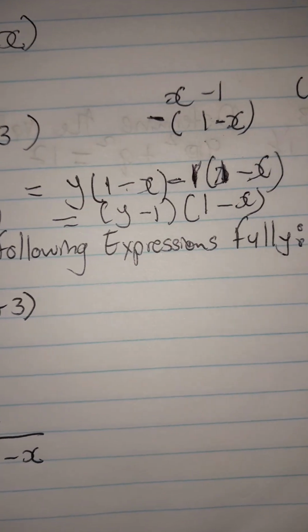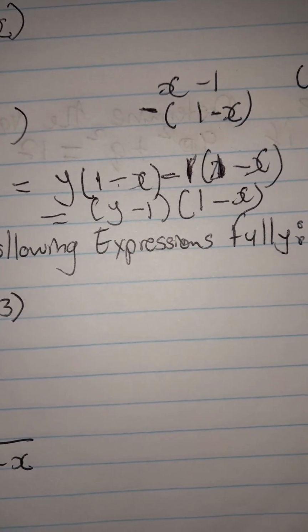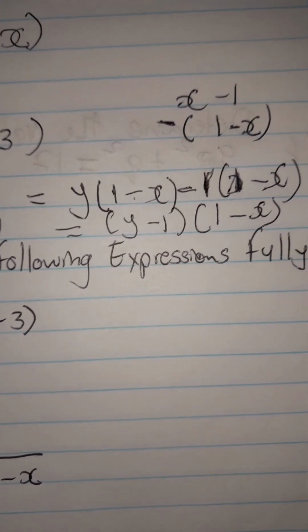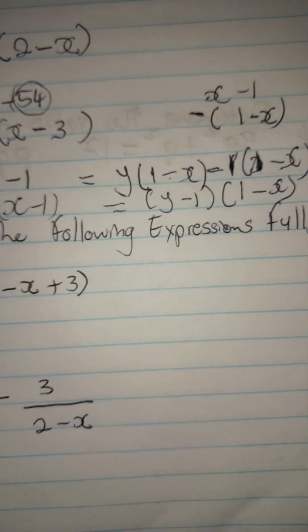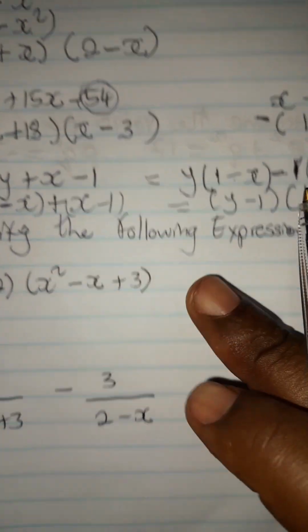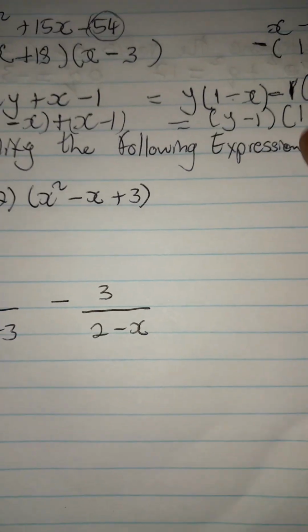So okay, from here you are done. Maybe 1 mark will be for taking out the highest common factor, maybe 2 marks for this, right? That's why it's 3 marks in this case.